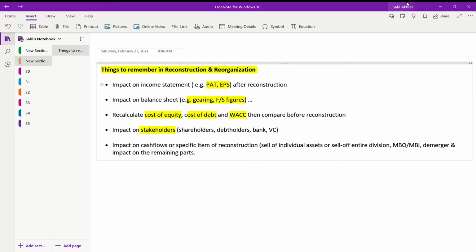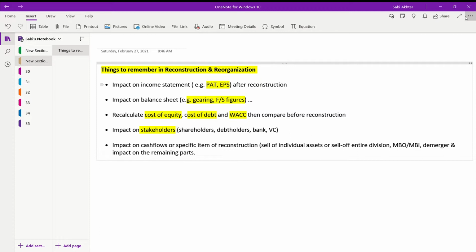They will tell you, when you sell off this division, what is the impact on the cash flow? How much will your cash flow increase? So all these questions will be asked. For example, in brackets I've given sale of individual assets versus sale of entire division. Sometimes we have both in one question also.